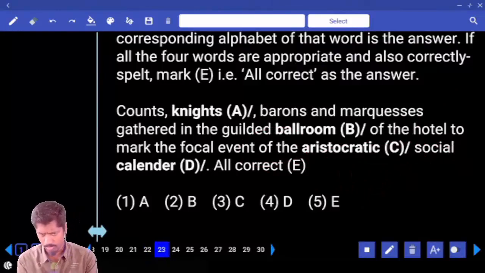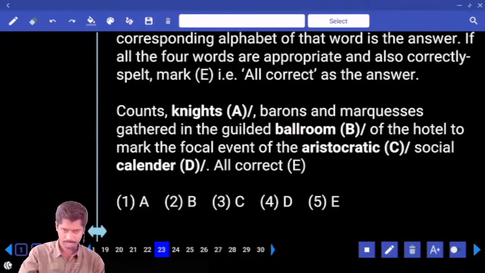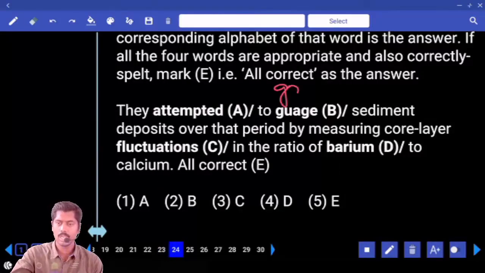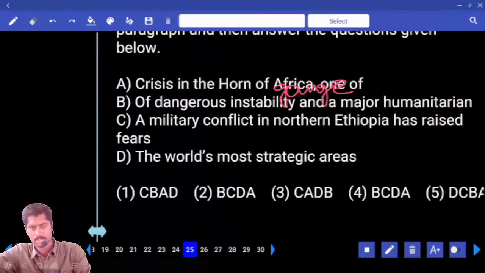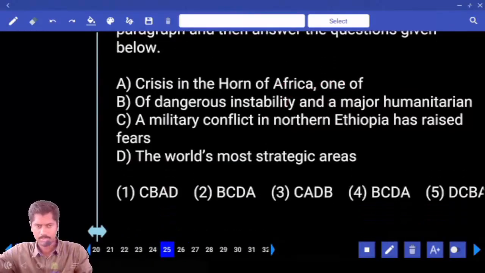Knights, ballroom, aristocratic, calendar. Calendar, AR, not. GAUGE. Gauge is nothing but measuring something. Measuring something is called gauge. We need to rearrange ABCD.